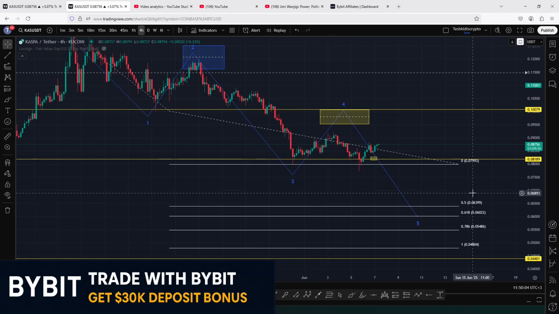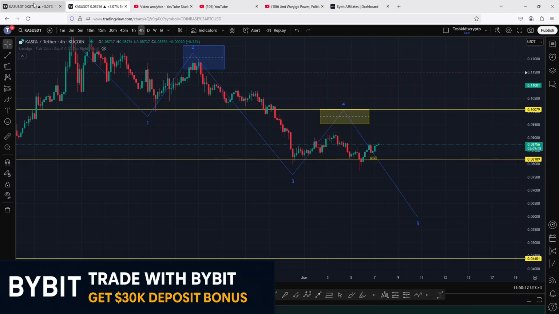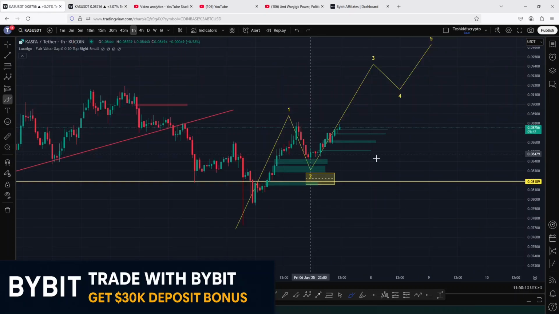So that is all that I'm expecting here on the Kaspa chart on the short term, and those are the two possible scenarios that you need to pay attention to. And let us be patient and see how that plays out, and I will ensure you stay up to date.